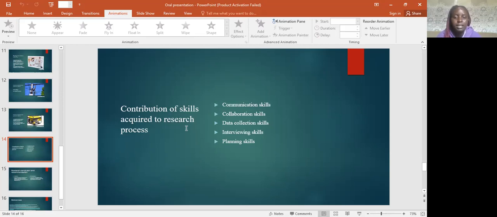I also learned about the data collection skills. The data collection skills helped me in the field. This is because I was able to collect the right data that I wanted in the research I was doing. I was able to come up with that data because I had the data collection skills from the foundation year, from the CFA projects.